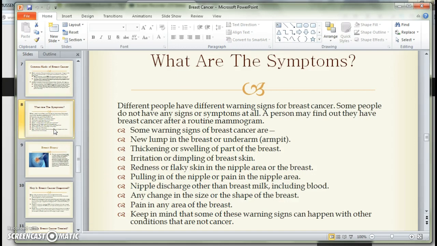Some of the symptoms of breast cancer are new lumps in the breast or underarm, which is the armpit, thickening or swelling of part of the breast, irritation or dimpling of breast skin, redness or flaky skin in the nipple area or the breast, pulling in of the nipples or pain in the nipple area, nipple discharge other than breast milk, including blood, any changes in size or shape of the breast, and pain in any area of the breast. Keep in mind that some of these warning signs can happen with conditions other than cancer.